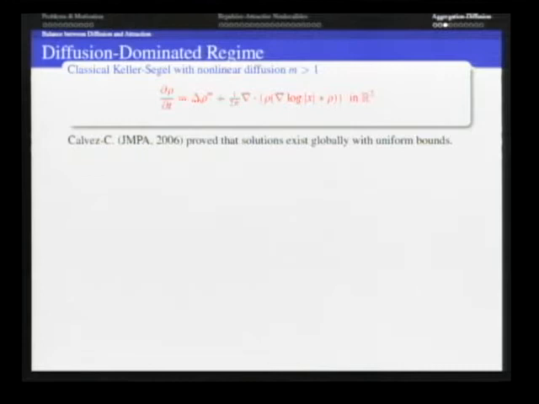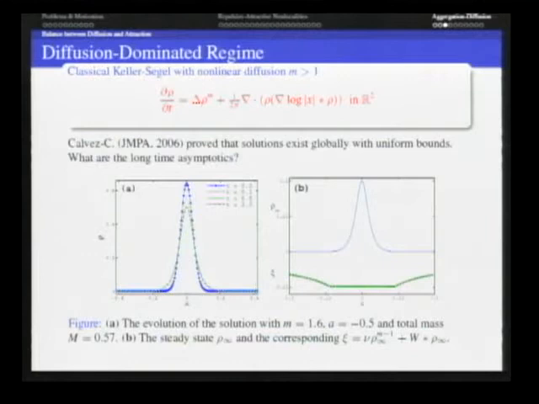So in fact, if you do some numerics, you can easily check that in those cases, what you expect is convergence towards a compactly supported steady state. Okay? And there was nothing about the existence of compactly supported steady states of this problem, so we got interested in that recently. So this is a simulation with different parameters, m and a, where you check that it should be true in the whole diffusion-dominated regime, in fact.